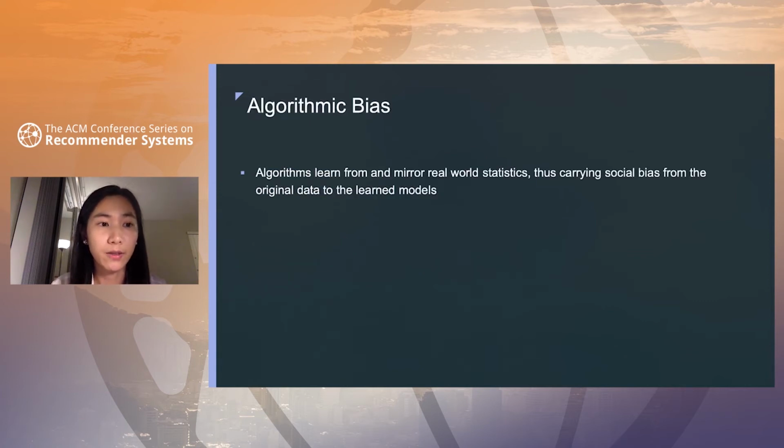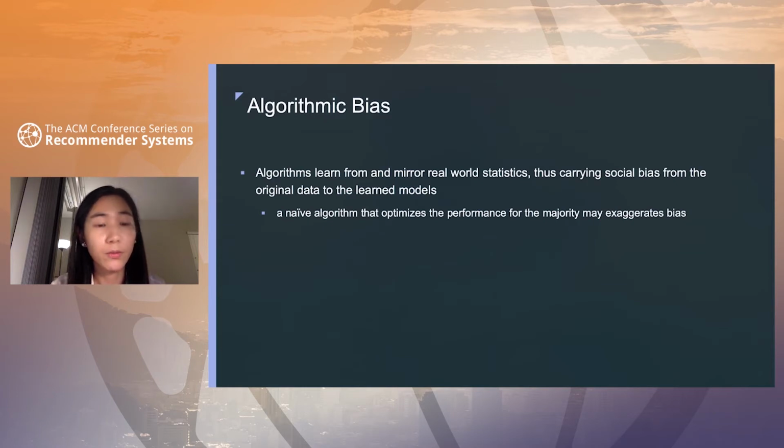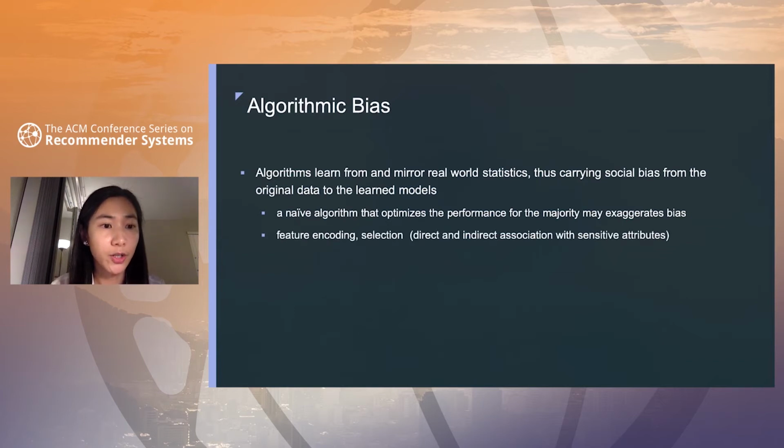Okay, if the data is biased, then it is very possible that the algorithms we use to learn from the mirrored data will carry the bias to the learned models. For instance, a naive algorithm will tend to optimize the performance for the majority, which as a result will exaggerate the bias. Bias can also happen during the feature encoding, feature selection, whether the feature is directly associated or indirectly associated with sensitive attributes. In this case, we may want to use some causal analysis to decouple the bias from the sensitive attributes. Of course, in the training and evaluation stage, we could also encounter bias.